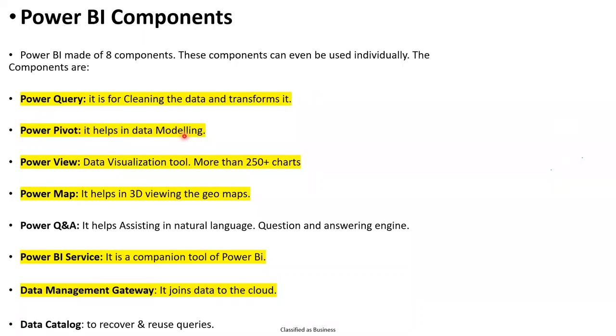We are pulling not only one data source, right? Suppose you are pulling data from different databases and different sources. We have to bring in some relationships. We have to do some modeling to get the relationship between one source and the other sources. That is what we call Power Pivot.